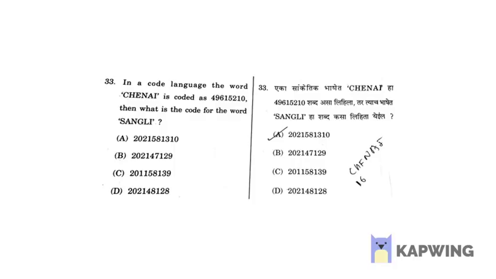Now this was a bit easier. Chennai is coded as 49615210. It's just like ABCD you have to consider, but A should not be denoted by 1. It should be denoted by 2. So accordingly, if you follow, the answer is A. A is the correct answer for this option. Okay friends, so this was it.